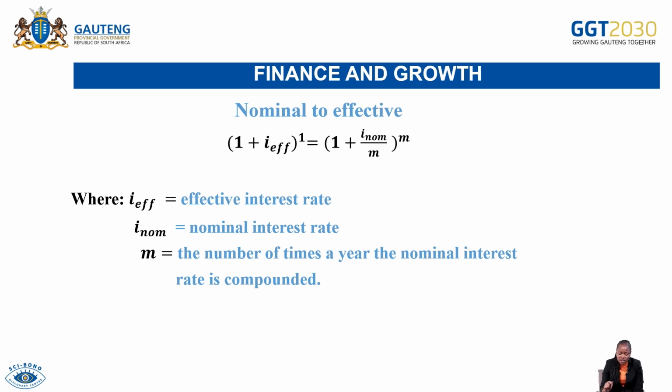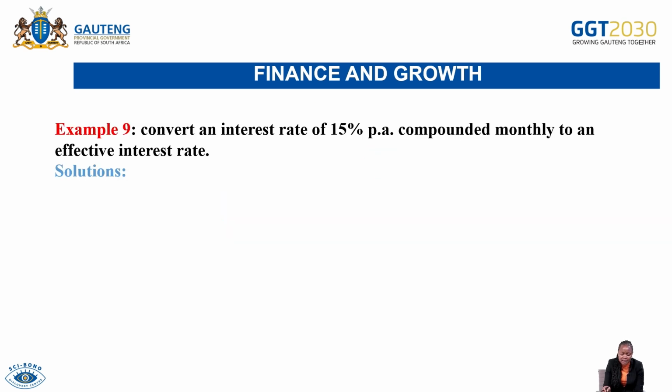The equation that we use for converting from nominal to effective is 1 plus i effective to the exponent 1 equals 1 plus i nominal all over m, to the exponent m, whereby m stands for the number of times a year the nominal interest rate is compounded. i effective is the effective interest rate, and i nominal is the nominal interest rate. So let's look at example number 9.